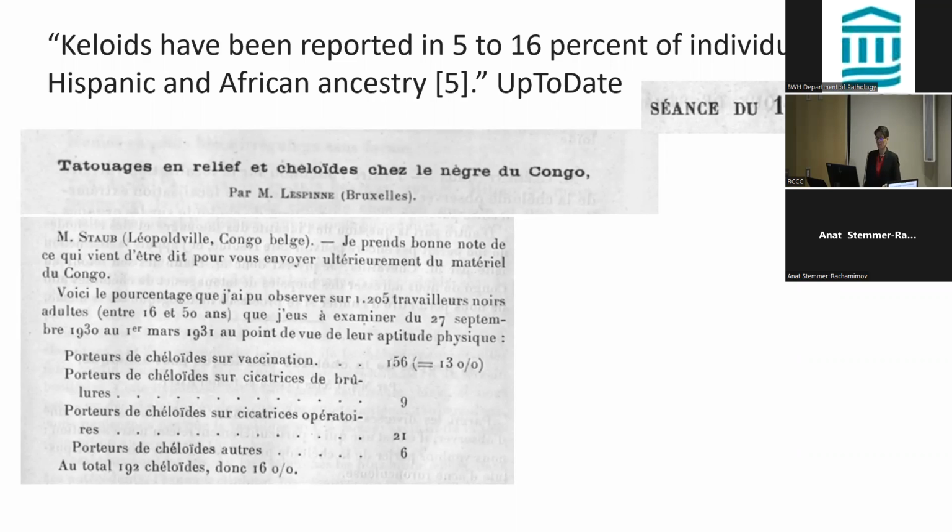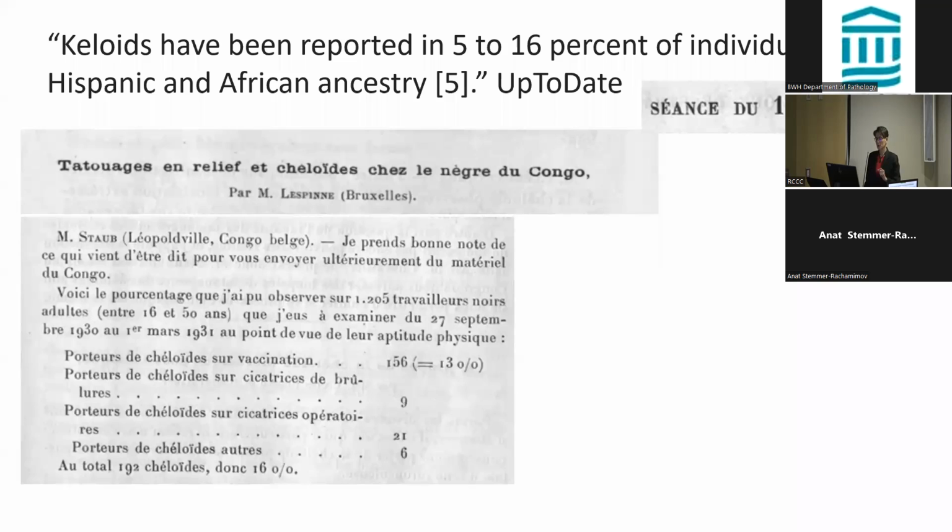This is a report from a dermatologic meeting in Strasbourg. And in that meeting, Mr. Lespin gave a talk on tattoos and keloids in Negroes of the Congo. And as so often happens in scientific meetings, at the end of his presentation, someone stood up and rather than ask a question, presented his own research. And what he said was, this is Mr. Staub, says, you know, that was very interesting, but let me tell you what I saw in the Congo.